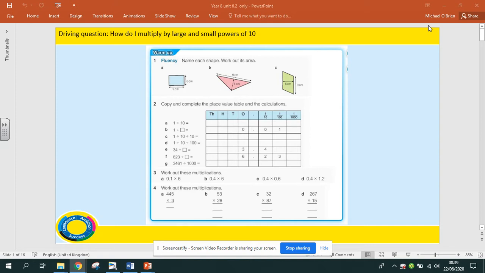So we're going to start off with a little bit of fluency work. This is stuff that is connected to our work, but not necessarily directly. So I'd like you to work through those 4 questions, please. You've got a little bit of shape and space to do because you have to work out what certain shapes are, calculate their areas, then work with that place value table, then some multiplications, and then some long multiplications. So what I'd like you to do now, please, is pause this lesson and return when you're ready for the answers.